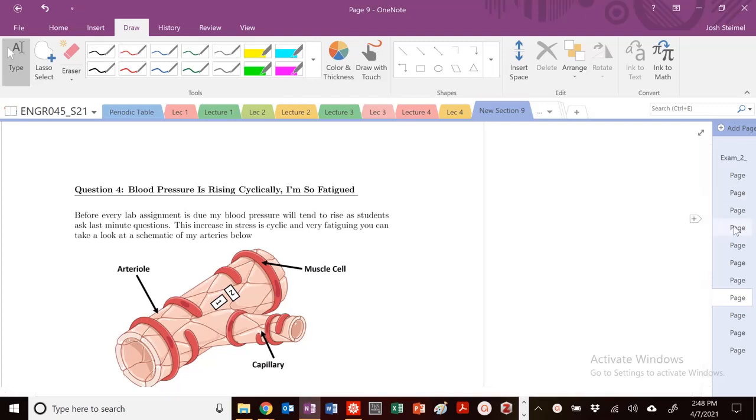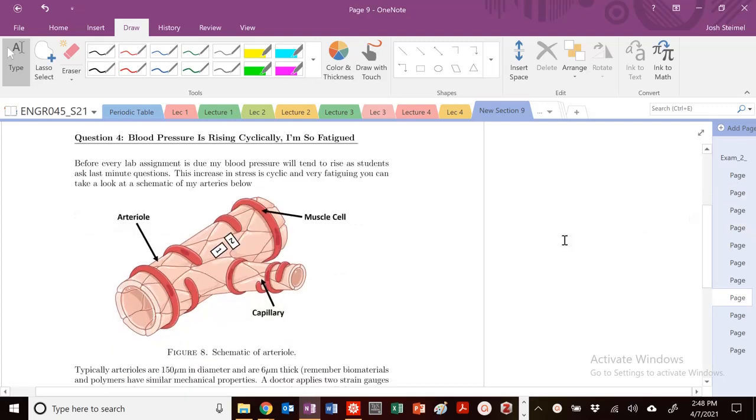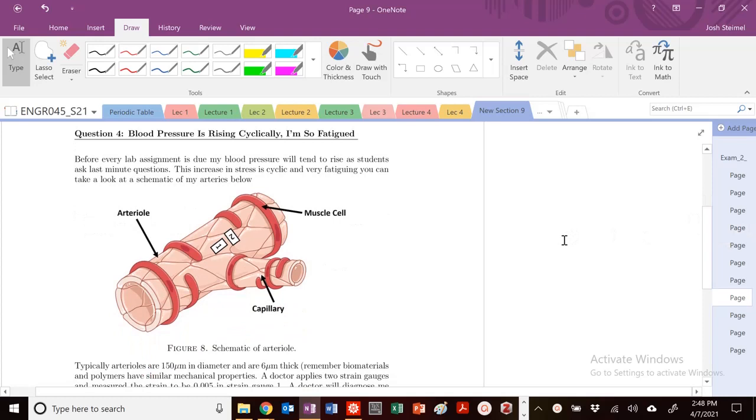We are on question 4. My blood pressure is rising cyclically, so I'm fatigued. I'm so fatigued. Before every lab assignment is due, my blood pressure tends to rise. Students ask last-minute questions. The increase in stress is cyclical and very fatiguing. You can look at my schematic of my arteries below.